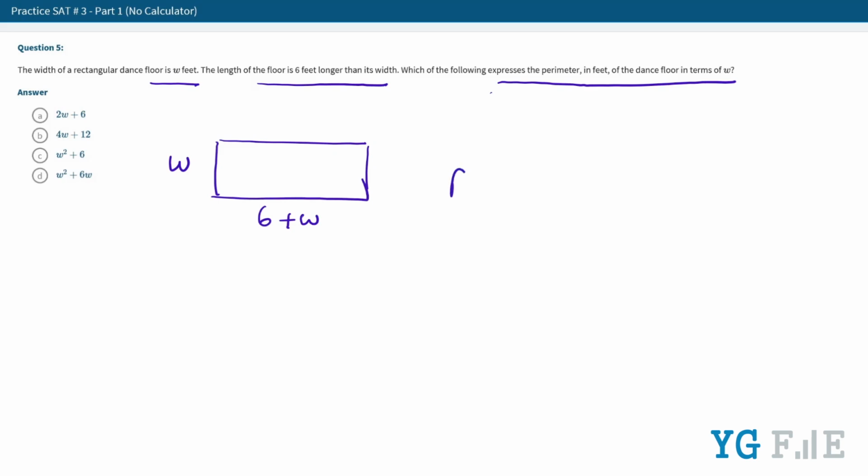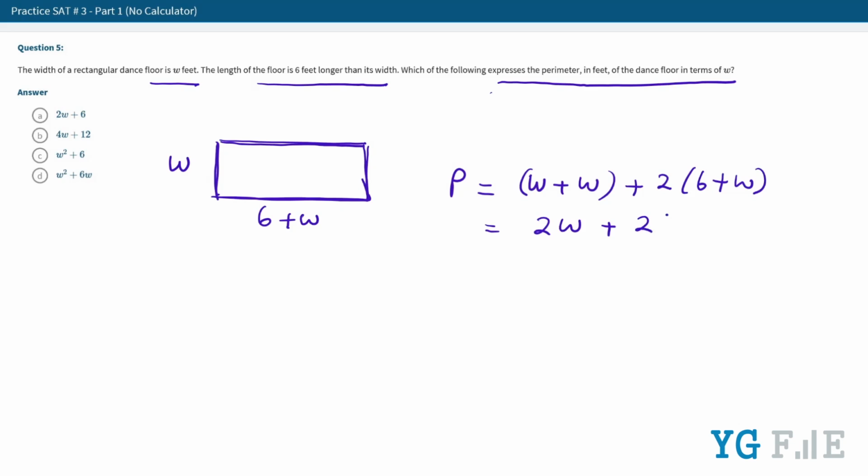So we know that perimeter is the sum of all the sides of the rectangle. So the perimeter will simply be W plus W, because there are two widths, and 2 times (6 plus W), because there are two lengths. So this becomes 2W plus 2W again plus 12, by expanding the expression. So this becomes 4W plus 12.